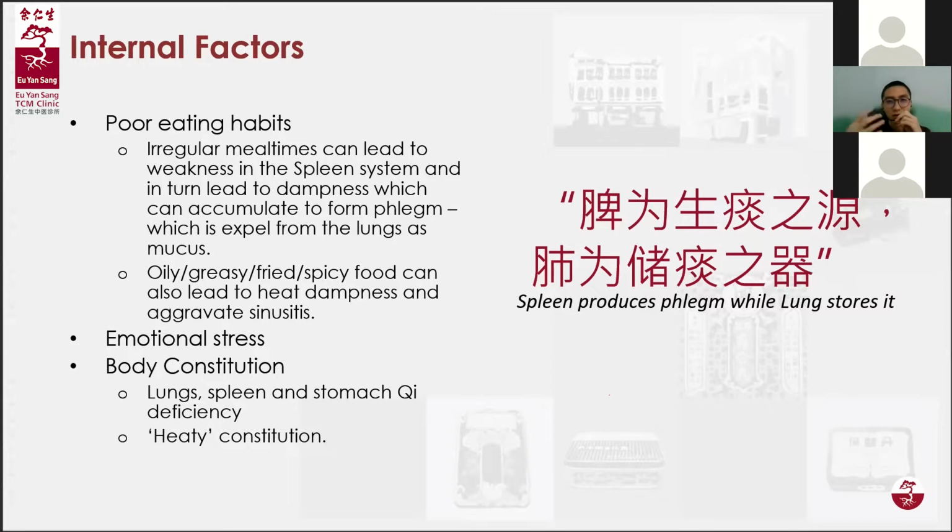So we can see from the big points like poor eating habits. You can have irregular meal times, or even skipping your meals. I think kids would skip meals, but more of the time we see parents overfeeding the kids. So all this, too much or too little, can eventually lead to the spleen system having a weakness, unable to digest well or even to assimilate the nutrients. It can lead to stagnation, and then dampness can accumulate and eventually become phlegm.